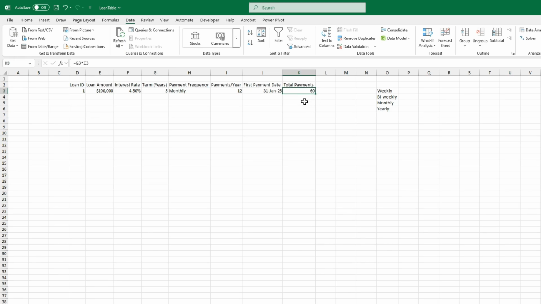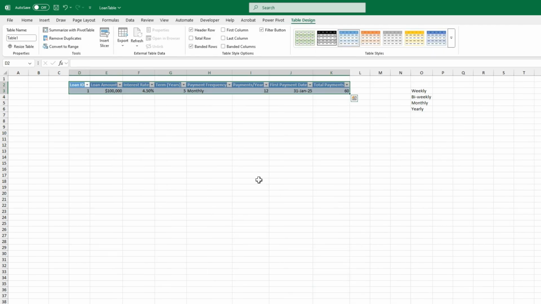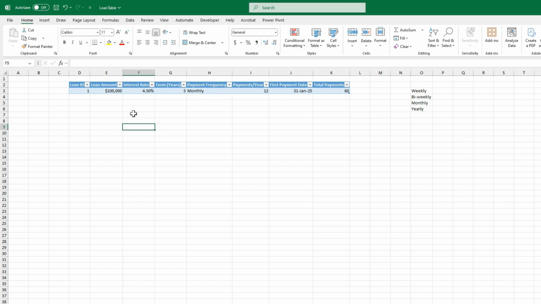60 total payments in total. It's very simple. Okay, I'm going to make this into a quick table. And we have our first table for our loan IDs. This is nice. All right, now we need to go on to our amortization table.